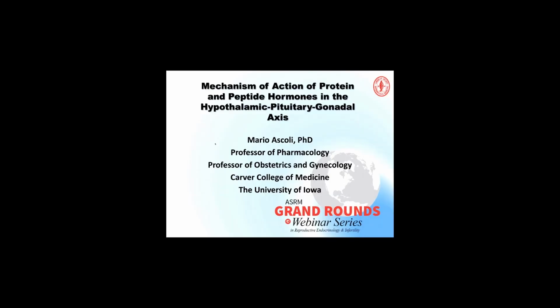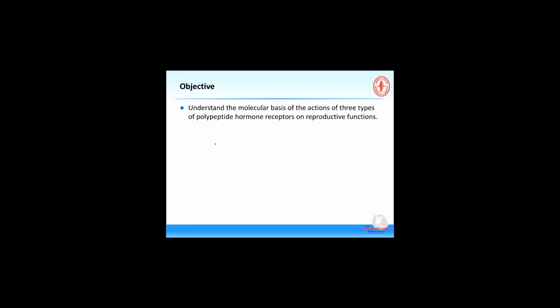Okay, so what I am going to do today is discuss some of the different mechanisms of action of several protein and peptide hormone receptors as they relate to the function of the hypothalamic pituitary gonadal axis. I have no disclosures to make, and the objective of this lecture is basically to understand the molecular basis of the actions of three types of polypeptide hormone receptors on reproductive functions.